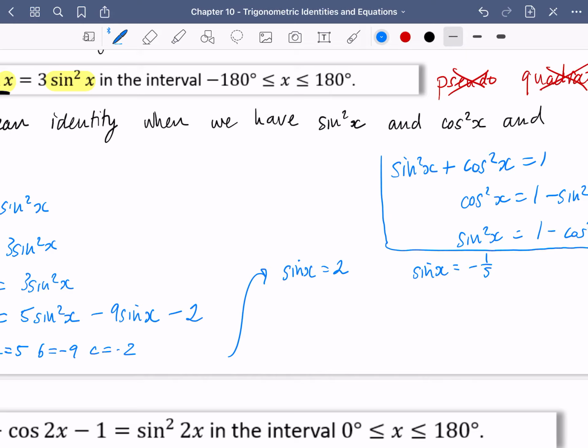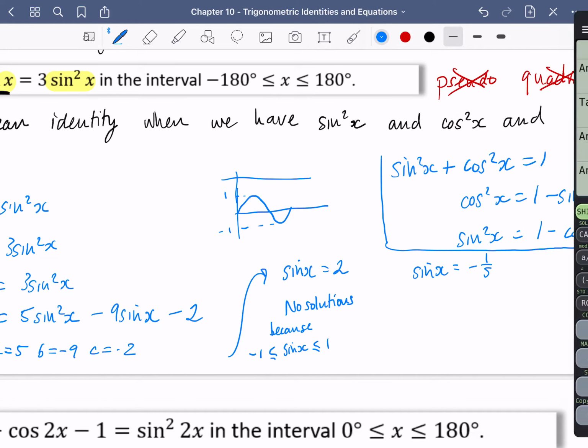Now, sine x equals 2. If you think about what the sine graph looks like, and this is right back in chapter 9, we know that the sine graph only goes between 1 and minus 1. So if you're trying to say where does it equal 2, we're trying to say where do this curve and this line cross? And they don't cross. So this actually has no solutions because sine x is only ever between 1 and minus 1.